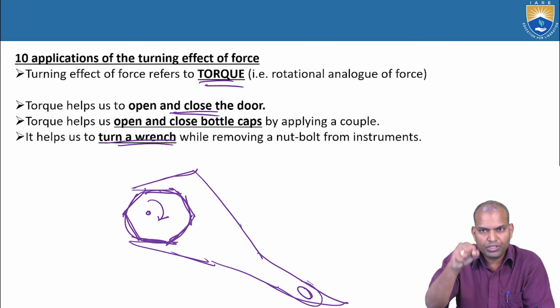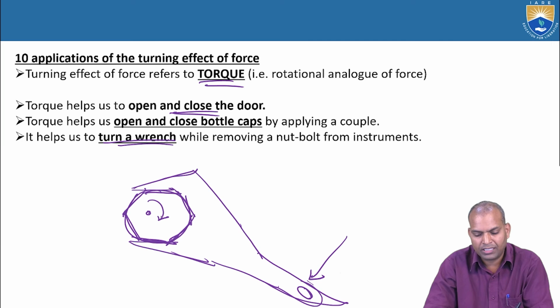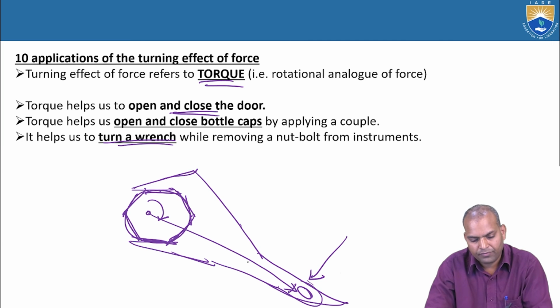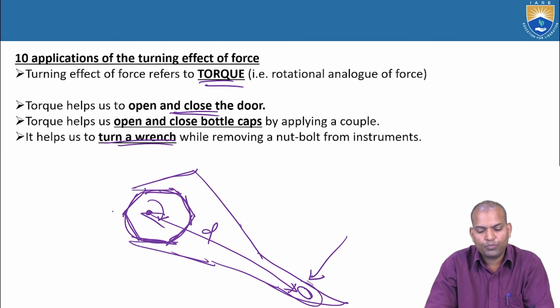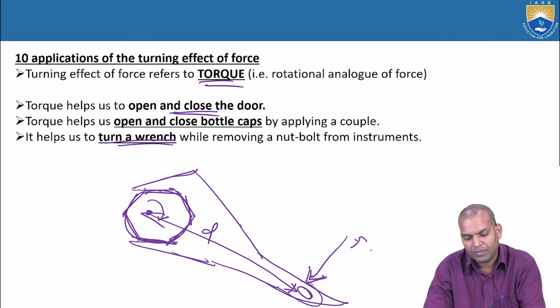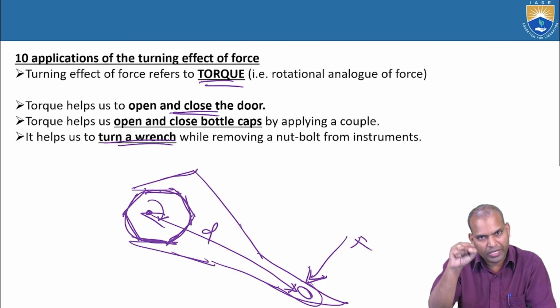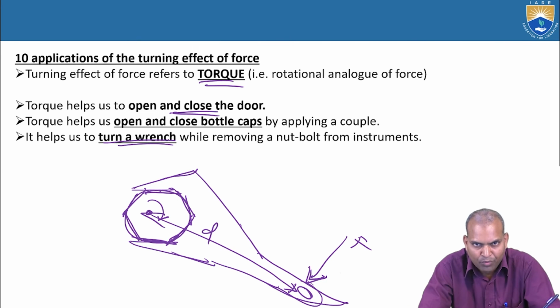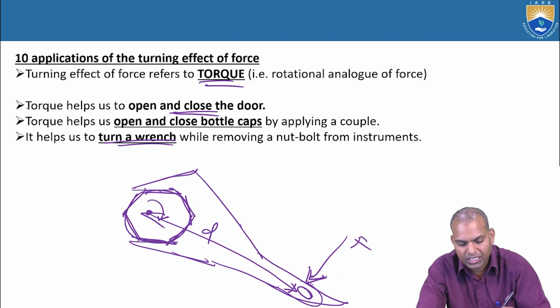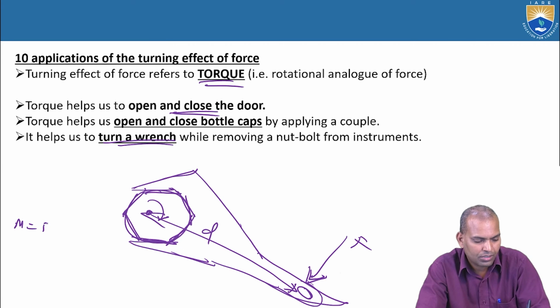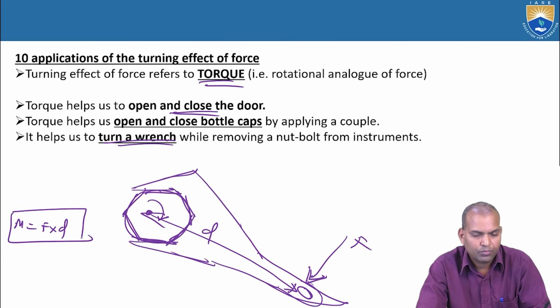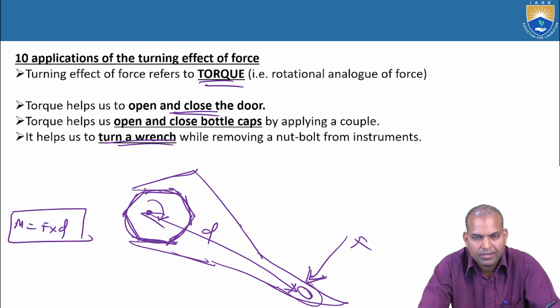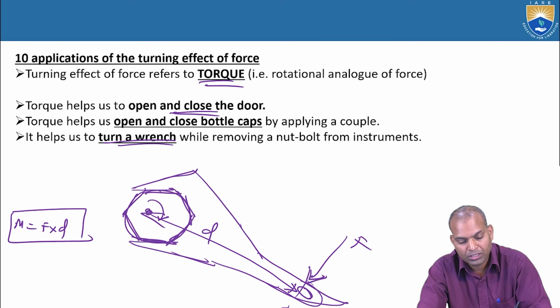whichever direction you apply the force on the wrench, you are causing either tightening or unscrewing, depending on the distance from the pivot point to the line of action. This F into D causes either tightening or unscrewing. This torque, or moment, helps to rotate. This F into D is the moment of a force. Moment equals F times D, where F is the magnitude of the force, and D is the distance between the line of action of the force and the pivot.